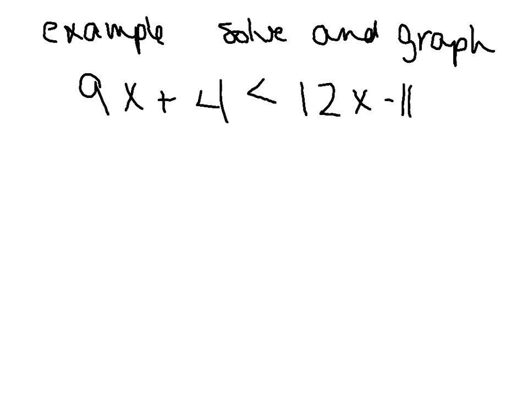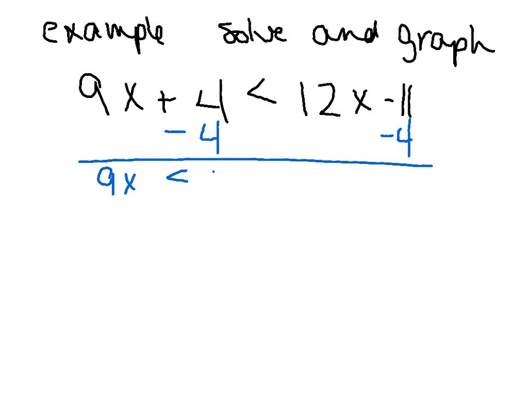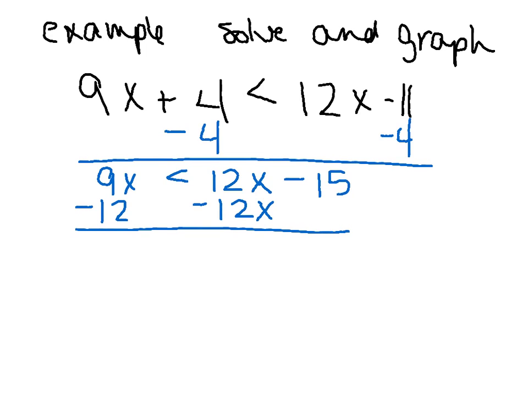So let's try an example. Solve and graph. Okay, we have to get x by itself, or isolate it. Subtract 4 from both sides. I'm left with 9x less than 12x minus 15. Subtract 12x from both sides. And I'm left with 9 minus 12, which is negative 3x less than negative 15.